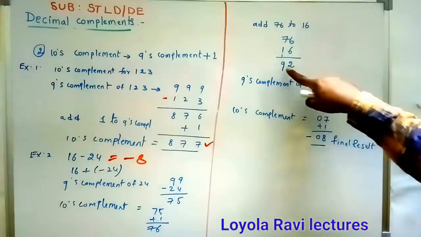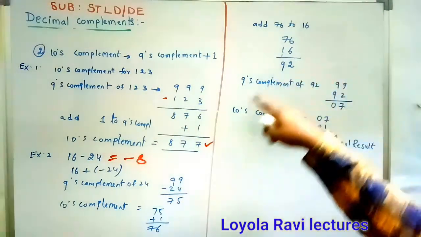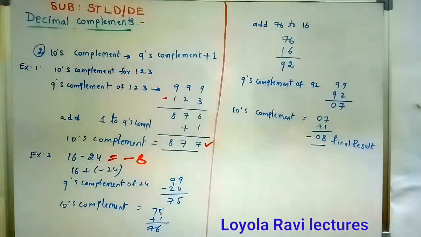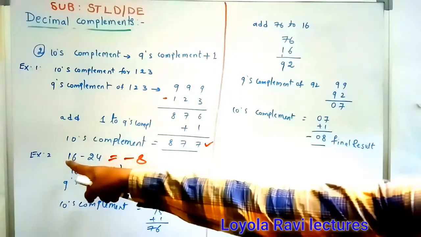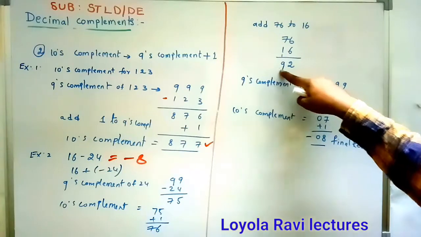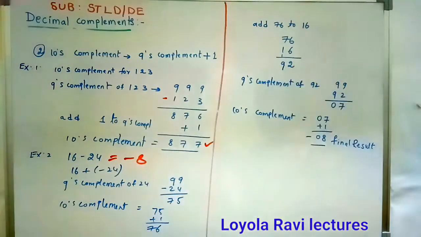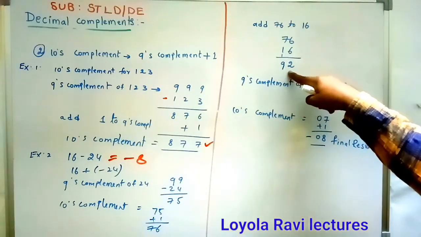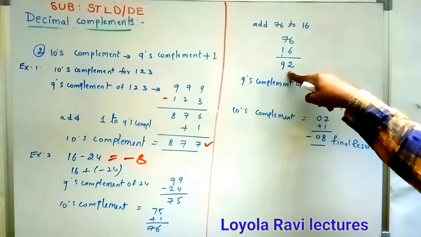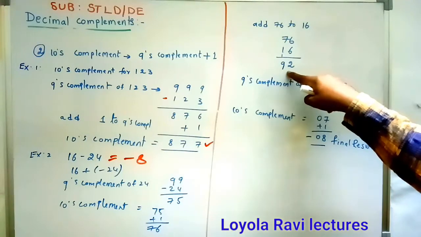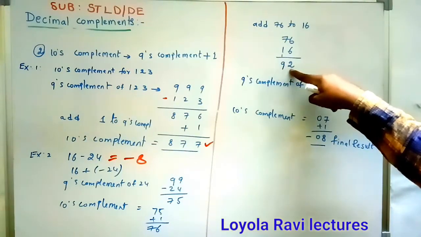If there is no carry, if we are performing subtraction from a smaller number to a larger number, that is, subtracting a larger number from the smaller number, then after getting the result we have to perform the 10's complement again and put a negative sign, same as the 9's complement. So here 92 is not our final result. We have to perform the 10's complement for this 92 and put a negative sign. Then you will get the final answer.